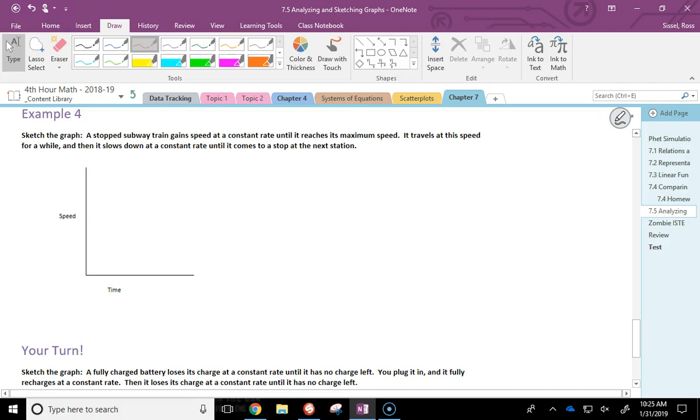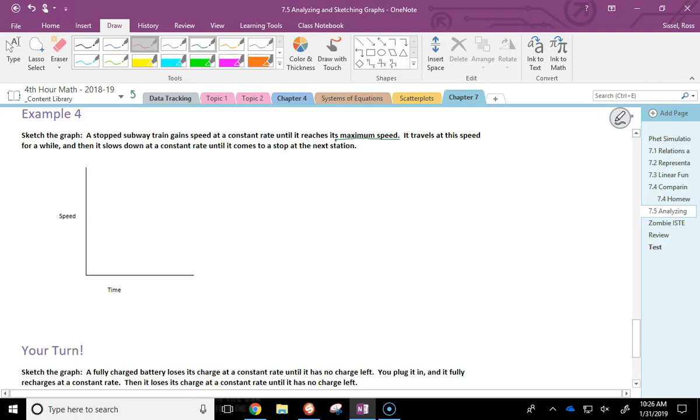A stopped subway train gains speed at a constant rate until it reaches maximum speed. It travels at that speed for a while, and then it slows down at a constant rate till it comes to a stop at the next station. The whole time our turn is continuing on. So, try and draw this. Right now, in your foldable, go ahead and draw. What do you think this graph should look like?